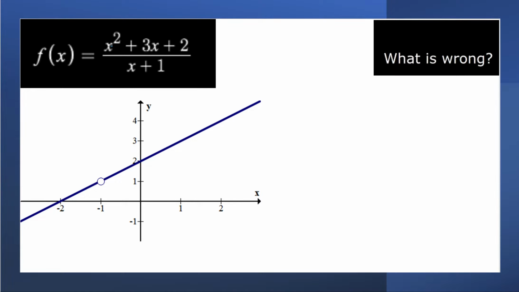So if we factor this function, f of x is going to be equal to, if we factor this one, x plus 2 times x plus 1, and x plus 1 we have in the denominator and we have in the numerator, so we can simplify this x plus 1.